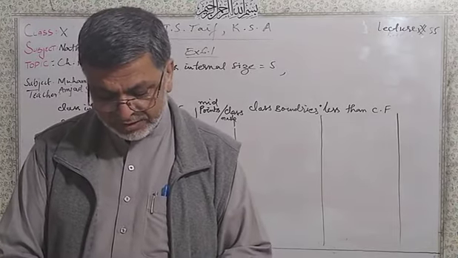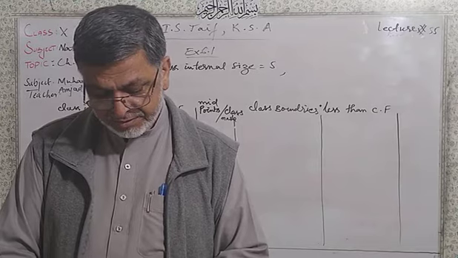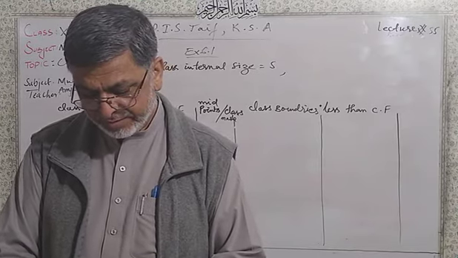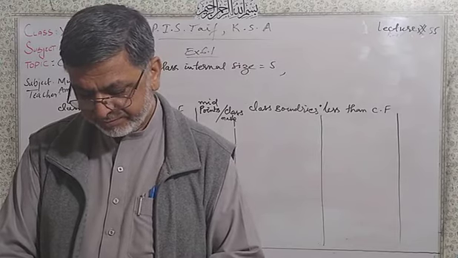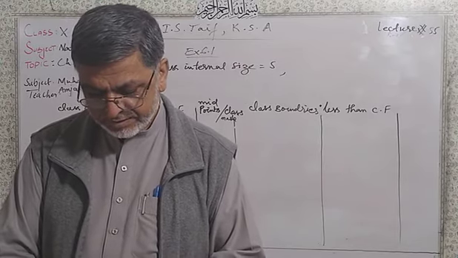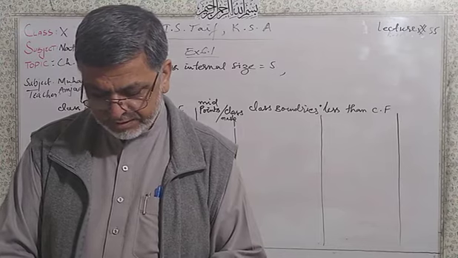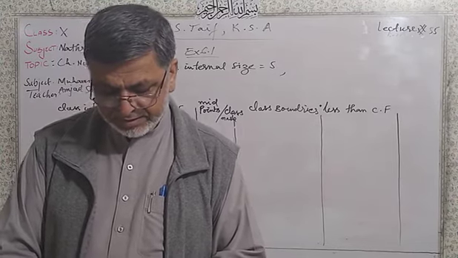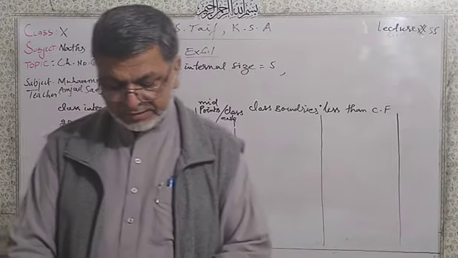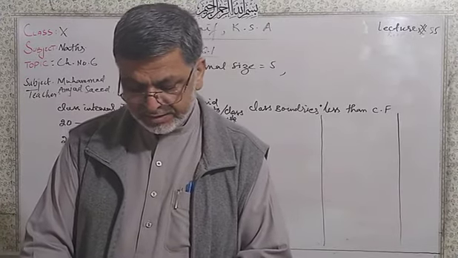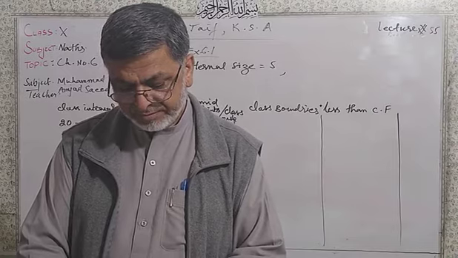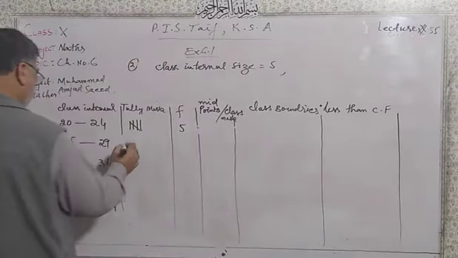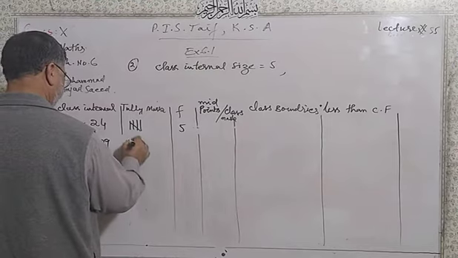25 to 29. 1, 2, 3, 4, 5, 6, 7, 8, 9, 10. Yes, there are 10 values in 25 to 29.